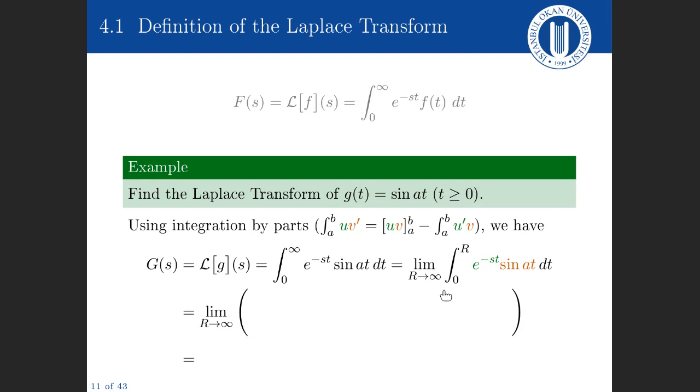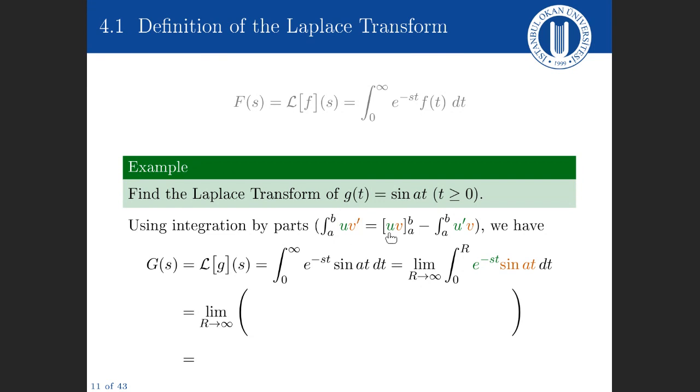Or what this really means is the limit as R tends to infinity of the integral from 0 to R of e to the power minus st sine at dt. I have an integral of two functions multiplied together, so I'm going to use integration by parts. e to the power minus st will be u, sine at would be v prime.